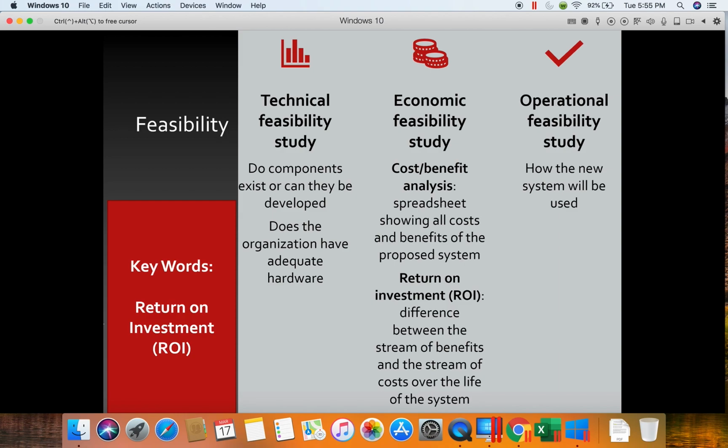Economic feasibility is looking at the cost-benefit analysis of this project. The development of a new information system is only economically justified if the benefits outweigh the costs. And the development of new information systems must be economically justified the same way any other investment would be.